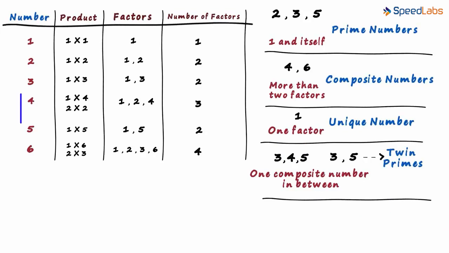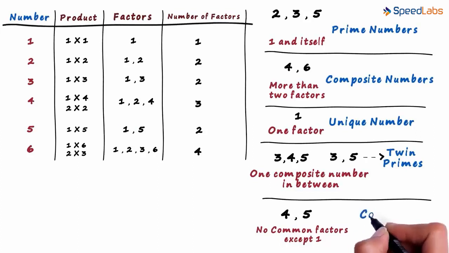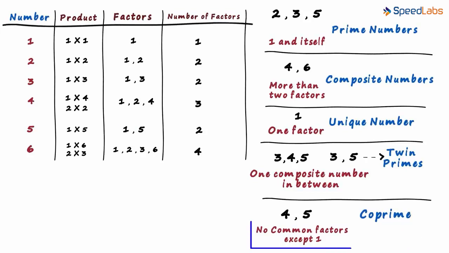Now look at these 2 numbers 4 and 5. The factors of 4 are 1, 2 and 4, and the factors of 5 are 1 and 5. So these 2 numbers have no common factors except 1, which is a common factor of all the numbers. Such numbers are called coprime or relatively prime numbers. Remember, no common factors except 1. Wait, does this also mean that 2 prime numbers are always coprime? Yes, 2 prime numbers will always be coprime as 1 will be their only common factor.